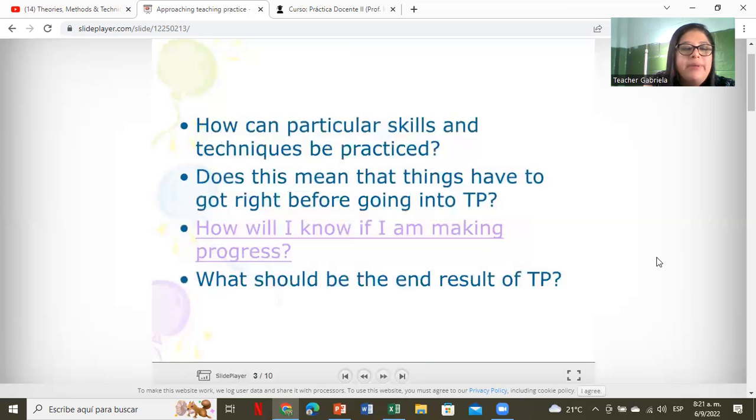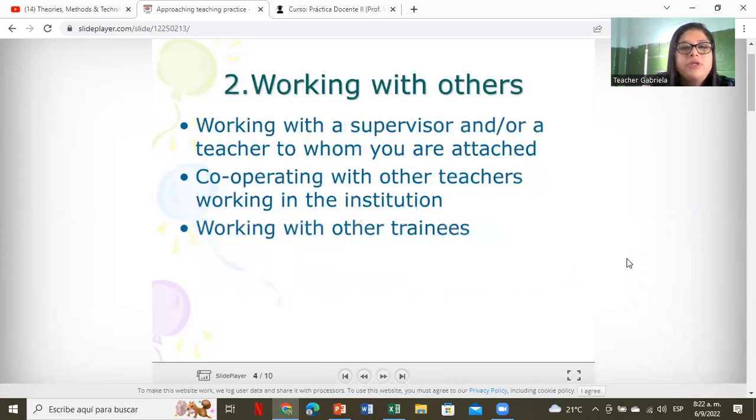So, the second one, please, Irene, continue. How can particular skills and techniques be practiced? Does this mean that things have to go right before going into TP? How will I know if I am making progress? What should be the end result of TP? Thank you so much. So, number 2, working with others.